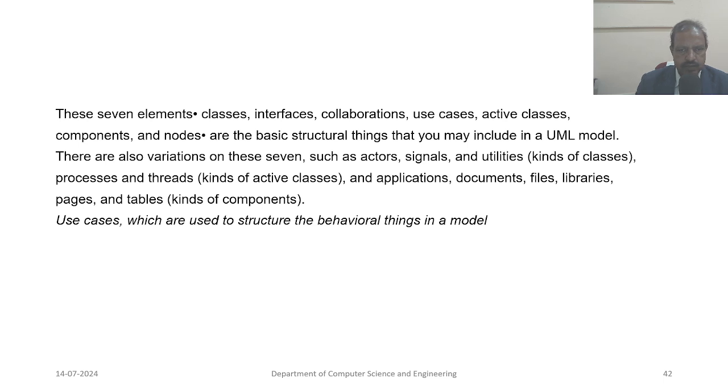Then the seven elements, classes, interfaces, collaboration, use case, active class, components, and nodes, are the basic structural things. We are talking about the structural things. Okay.